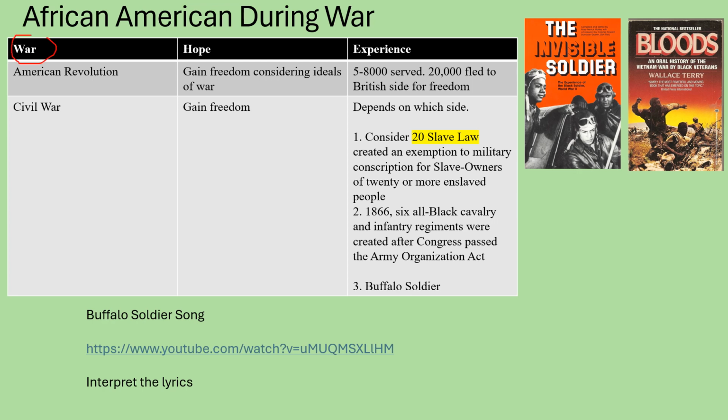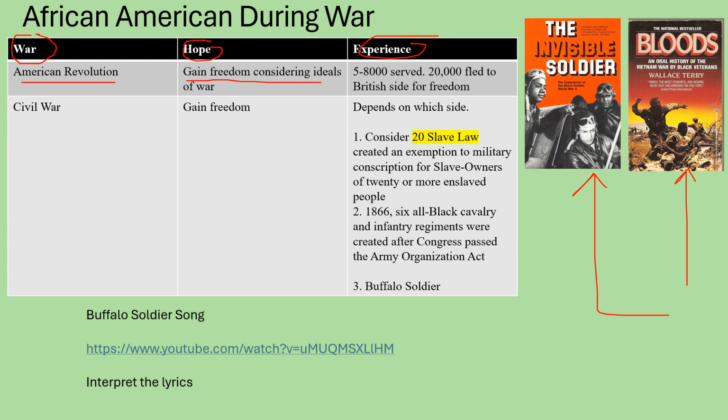We're going to be looking at African Americans during wars. This chart has the war, the hope for African Americans, and then this section, the experience for the African American as he participates in this conflict. Here are two books, The Invisible Soldier, which looks at World War II, and the book Bloods, which is about Vietnam. But we're going to first start out with the American Revolution, and the hope here is to gain freedom, and that seems to be the norm for all of the wars prior to Vietnam.